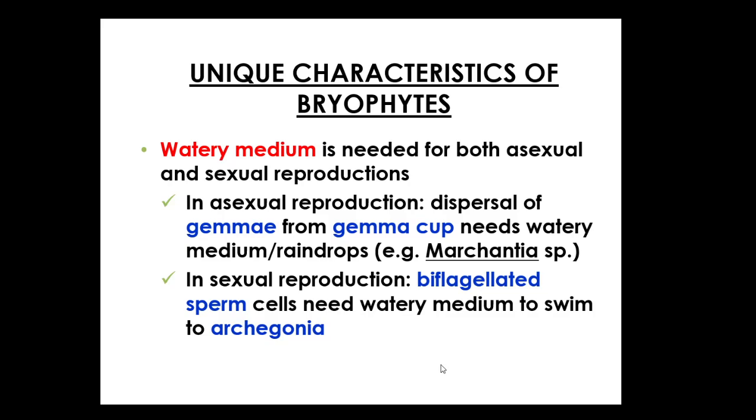Watery medium is needed for both asexual and sexual reproduction in bryophytes. For asexual reproduction, these bryophytes can reproduce asexually by using gemma from the gemma cups, but it still requires watery medium or raindrops to transfer those asexual gemma. For sexual reproduction, it would use sperm and eggs, and the biflagellated sperm cells need watery medium to swim from the antheridia to the archegonia.